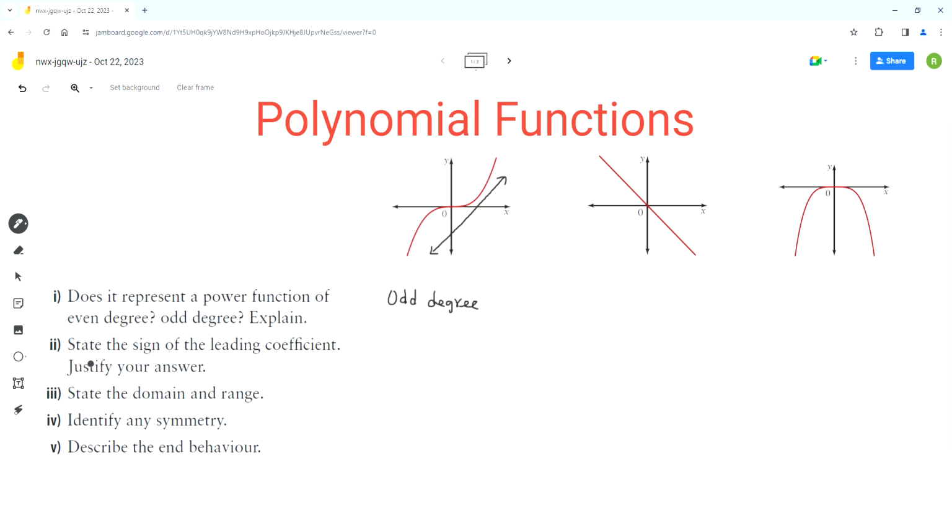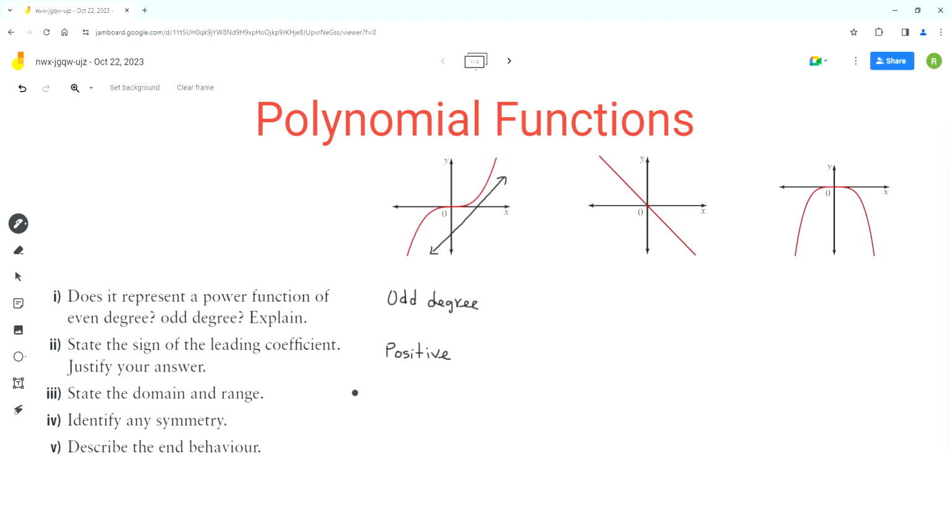The second question is, state the sign of the leading coefficient. Now in this case, since it's going up across from left to right, the leading coefficient is positive. And the reason is that it's going up across from left to right. Now we have to state the domain and the range.